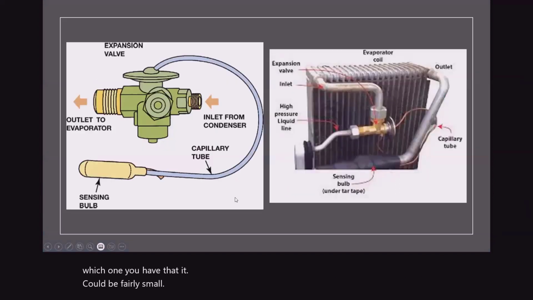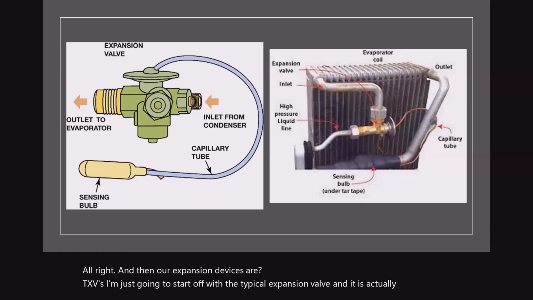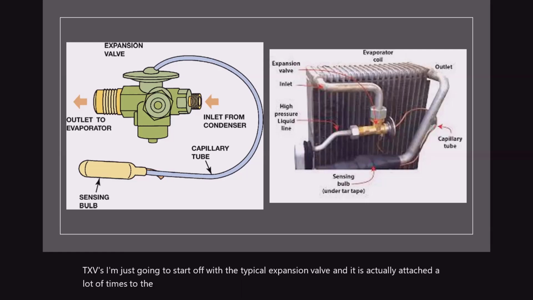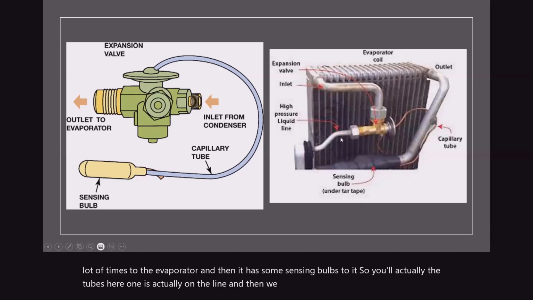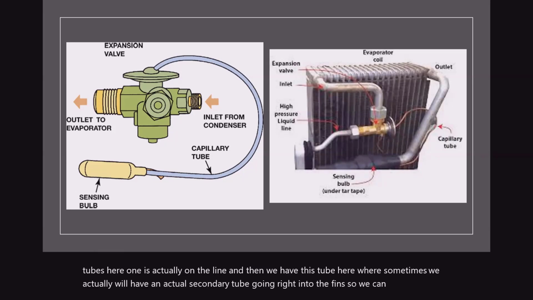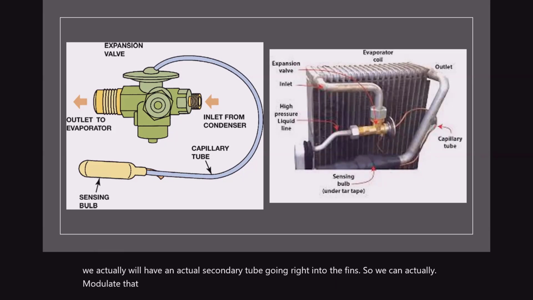All right, and then our expansion devices, our TXVs. I'm just going to start off with the typical expansion valve, and it is attached a lot of times to the evaporator, and then it has some sensing bulbs to it. So you'll see the tubes here. One's on the line, and then we have this tube here, where sometimes we will have a secondary tube going right into the fins, so we can modulate the refrigerant coming in.